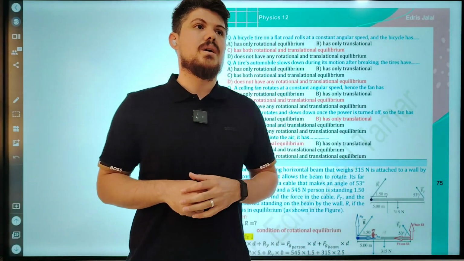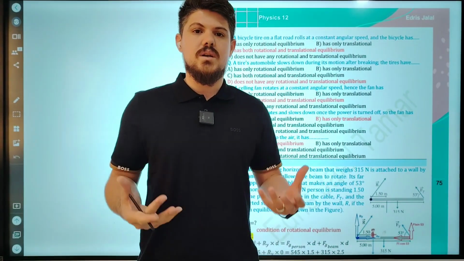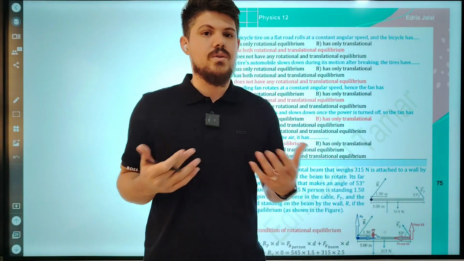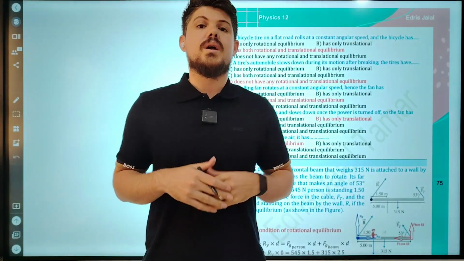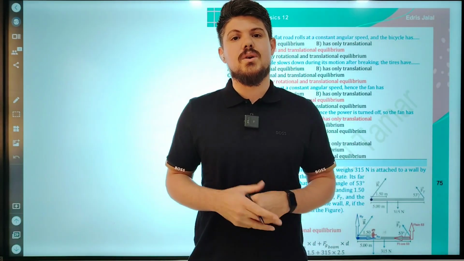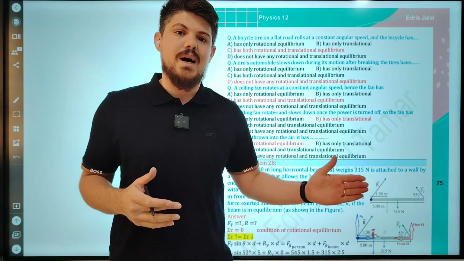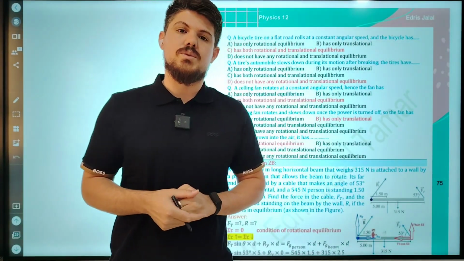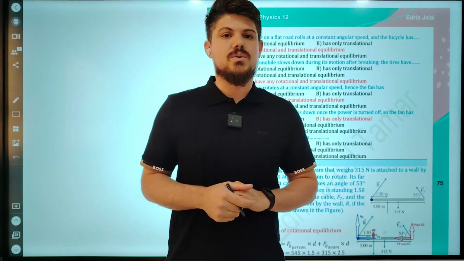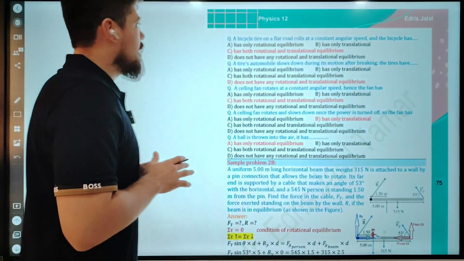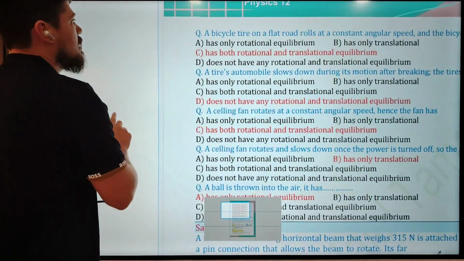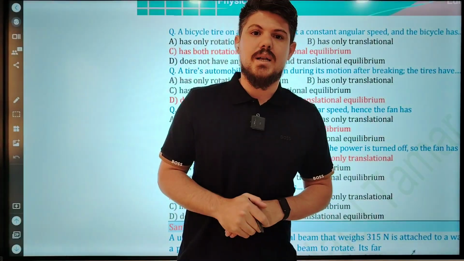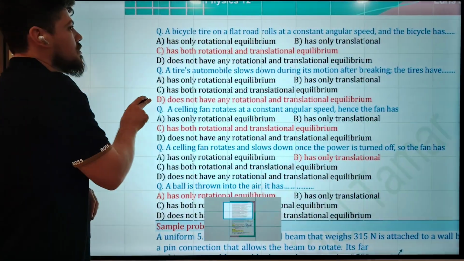So when is an object considered to be in translational equilibrium? For translational equilibrium, if the object is at rest, there is no velocity. Or if the object is moving with a constant velocity, such as a car moving on a straight path with constant velocity. In that case, the net force acting on the object is zero, and the acceleration also becomes zero. In today's lesson, we're going to solve some questions related to rotational and translational equilibrium. Look at some questions.